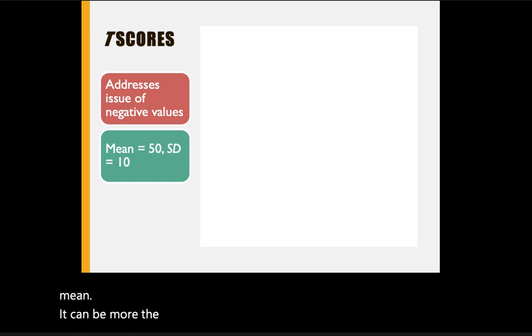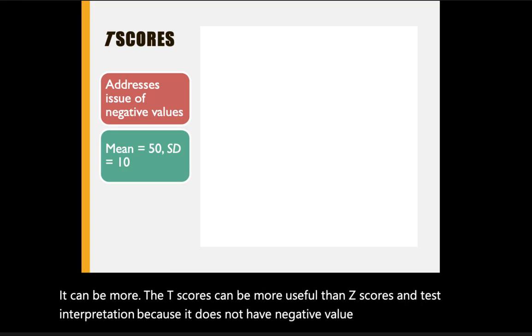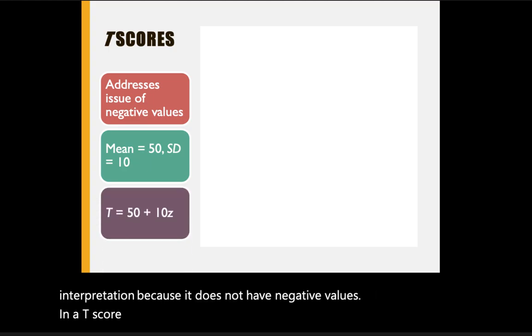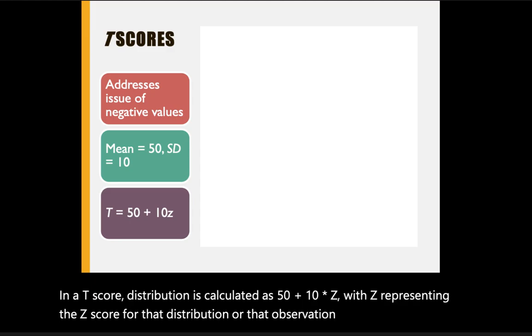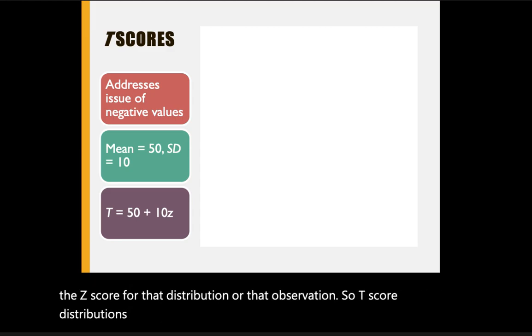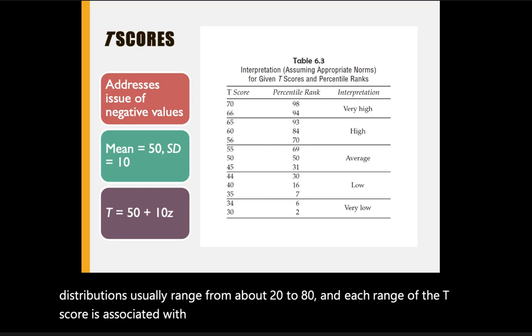The t-scores can be more useful than z-scores in test interpretation because they do not have negative values. And a t-score distribution is calculated as 50 plus 10 times z, with z representing the z-score for that distribution or that observation. So t-score distributions usually range from about 20 to 80, and each range of the t-score is associated with different interpretations, as you can see on the far right column of this example.